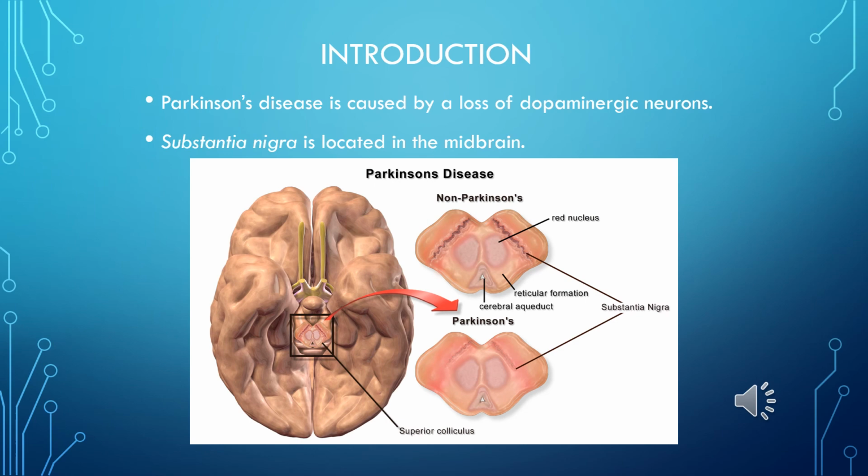Parkinson's disease is a neurodegenerative disorder that's caused by the loss of the dopaminergic neurons in the substantia nigra. That is located in the midbrain.